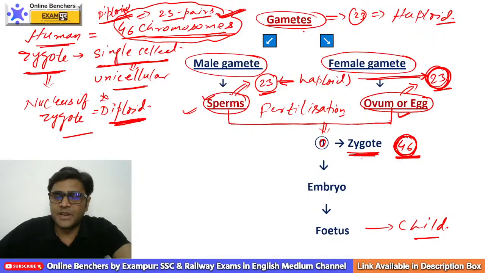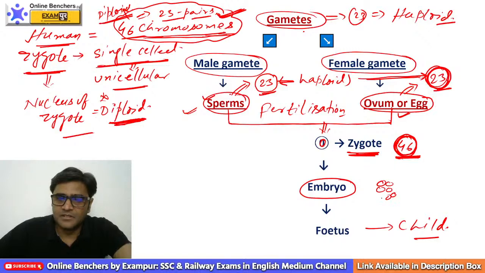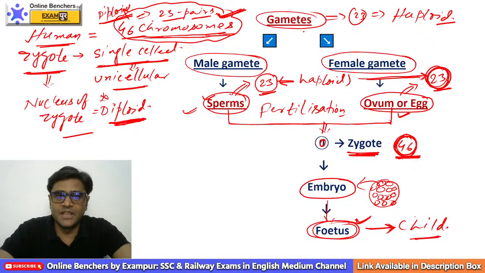Zygote rapidly divides to form a small ball like structure, and this is called embryo, and embryo divides to form fetus. When all body parts are differentiated, then this is called fetus, and fetus means unborn baby. Okay, then we have young one, then we have child.